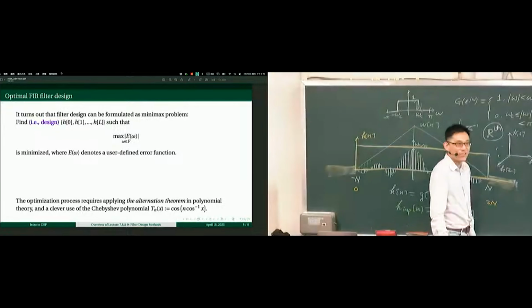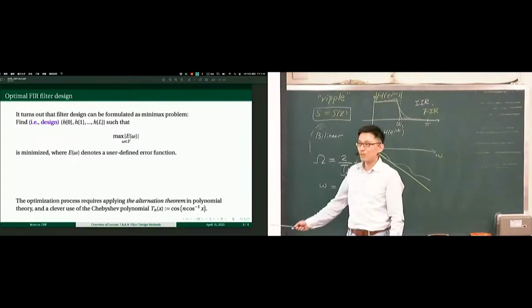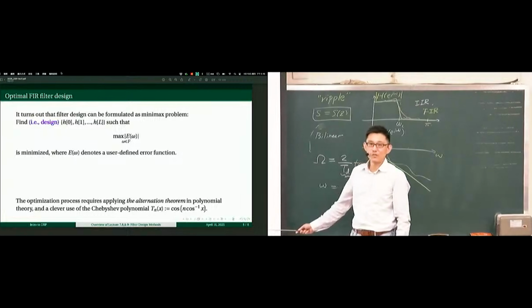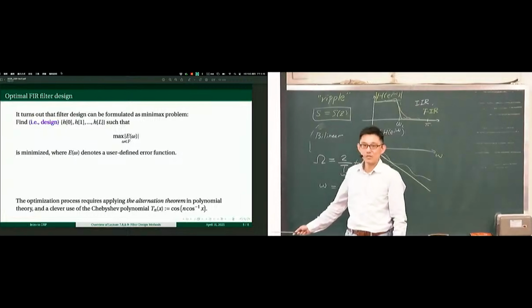We'll explain that for any n, it gives you a polynomial. Cosine of n times arccosine of x is a polynomial of x. Think about that. It's actually not that hard once you see the trick. And we'll be using such kind of polynomials in order to construct our optimal filter, to talk about optimal design.